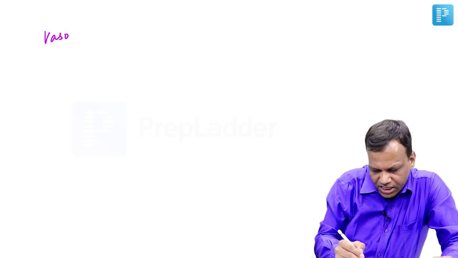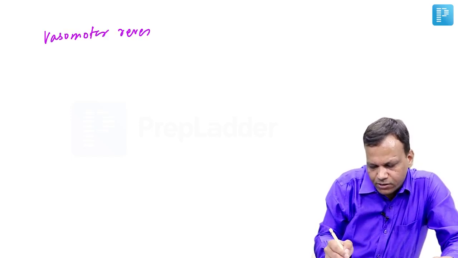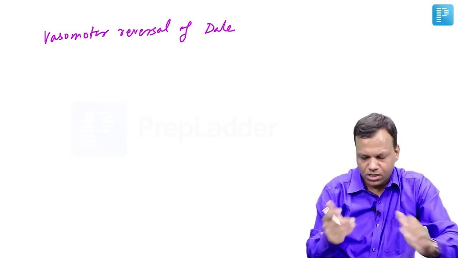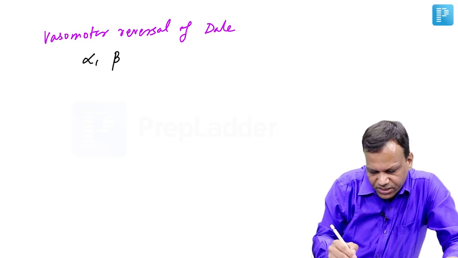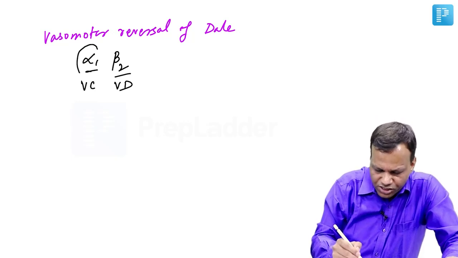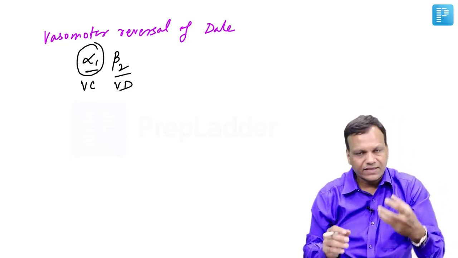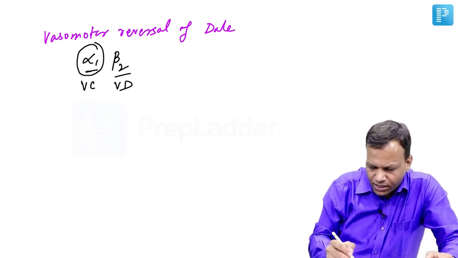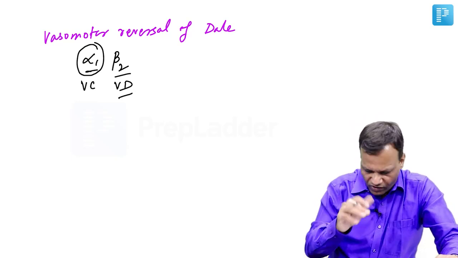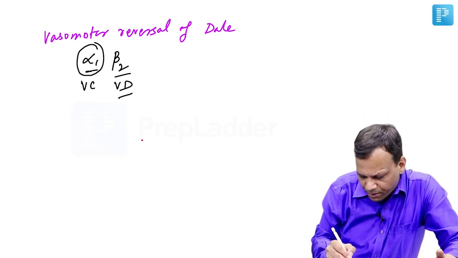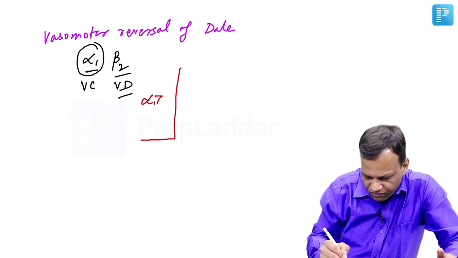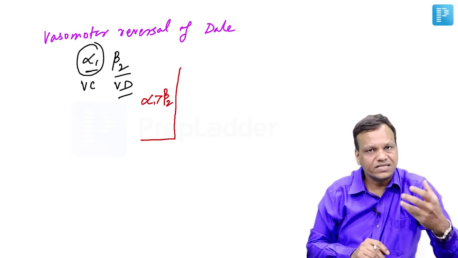Then we have a phenomenon called vasomotor reversal of Dale. Now what happens when we give adrenaline in high dose? Adrenaline stimulates both alpha 1 as well as beta 2 receptors. Alpha 1 causes vasoconstriction, beta 2 causes vasodilation. But alpha 1 receptors are stronger. That means whenever both are stimulated, the main effect will be of alpha 1. But beta 2 is sensitive. That means they can be stimulated even by a low dose of adrenaline, whereas alpha 1 cannot be stimulated. So when we give a high dose, both receptors are stimulated. The blood pressure will suddenly shoot up because alpha 1 is also stimulated, beta 2 is also stimulated.